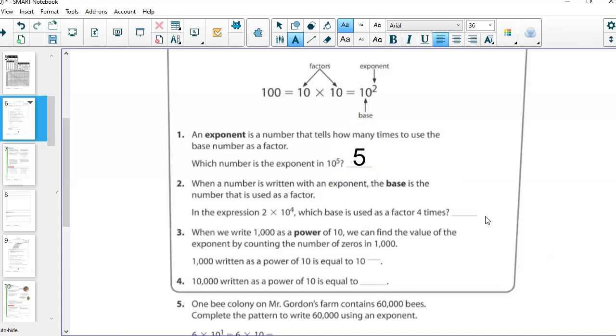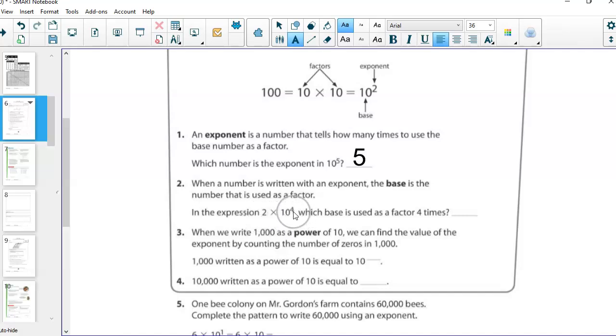All right, so then number 2 says, when a number is written with an exponent, the base is the number that is used as a factor. Our exponent in our example up top was 5. Right here we have our base of 10, and that's the number that's being used as a factor. That's the number that we're multiplying however many times our exponent tells us. It says in the expression 2 times 10 to the 4th, which base is used as a factor 4 times? If we're looking at this, we don't pay attention to the 2 right now.